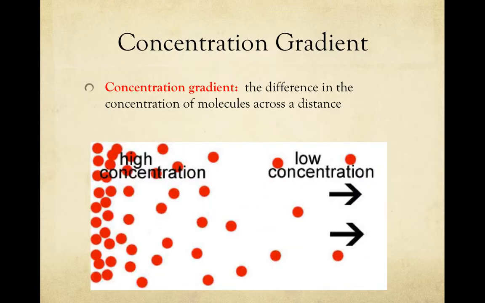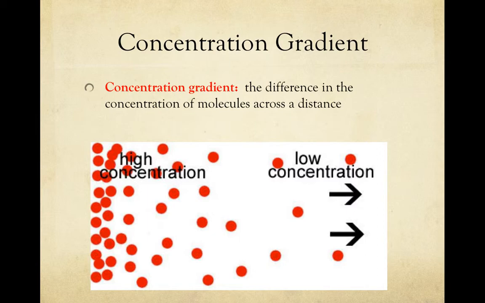So why is it moving from high to low? Well, it's moving down something called a concentration gradient. Think of rolling downhill. If you've ever been on top of a hill with your bicycle and you roll downhill, it doesn't take any energy.